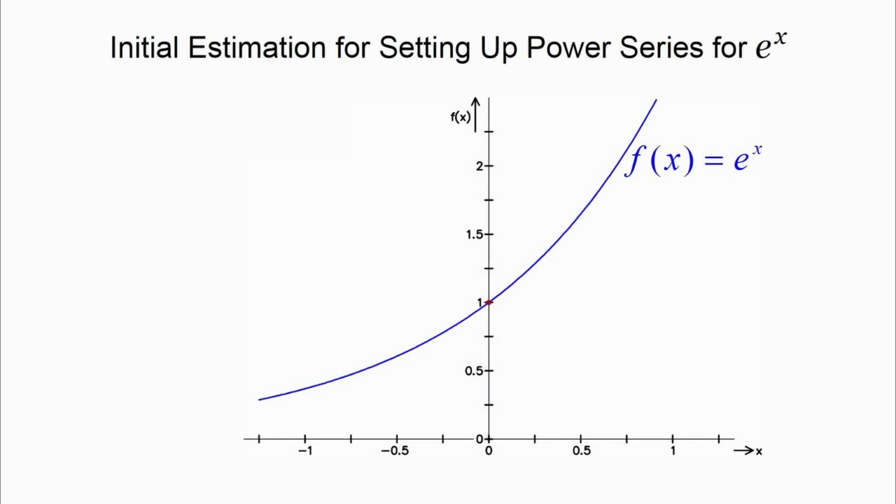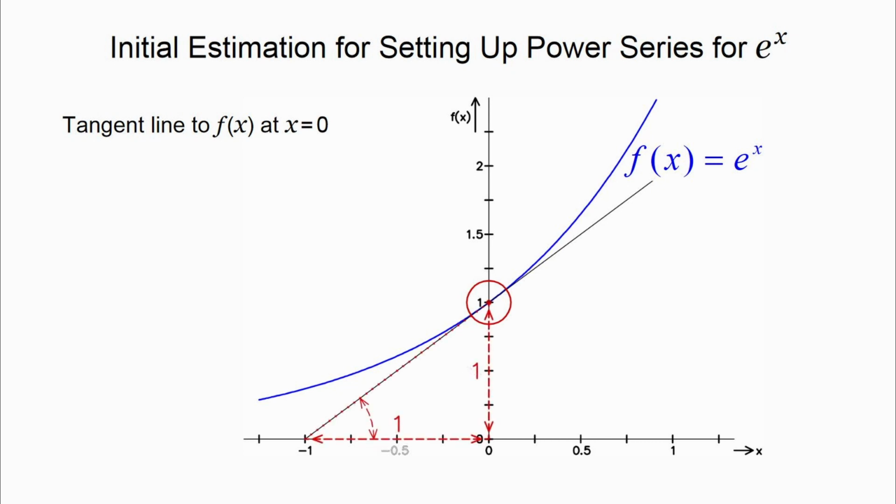Prior to starting the iteration procedure, an initial estimation for the series is needed. For that reason, a tangent line is drawn to the graph of f of x equals e to the x at x is 0, where the function value f of x equals e to the 0, which is 1. Since the derivative of e to the x is supposed to be identical to the function itself, at this tangent point where f of x equals 1, it must be 1 as well. That means that the directional coefficient of the tangent line should be equal to 1.